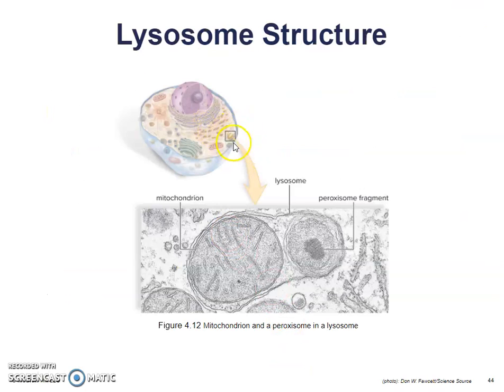Here we have the structure of a lysosome. All right, here's a mitochondria that it is going to break down. This mitochondria is no longer functional, so the lysosome has engulfed it, and it is going to actually digest it and break it down into smaller pieces so that it can be used again, possibly to make a new mitochondria or to make something different.